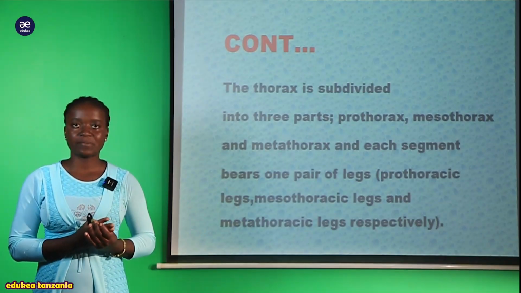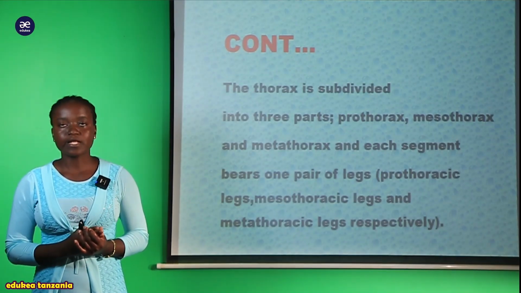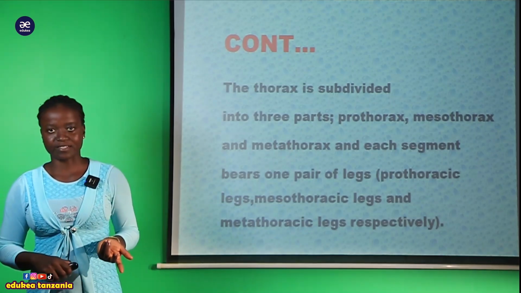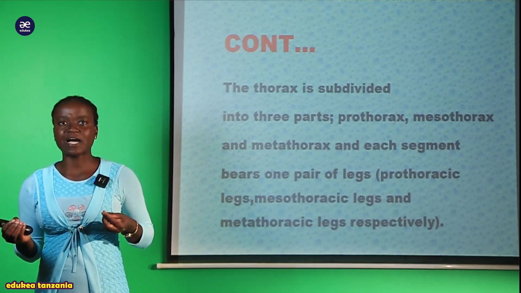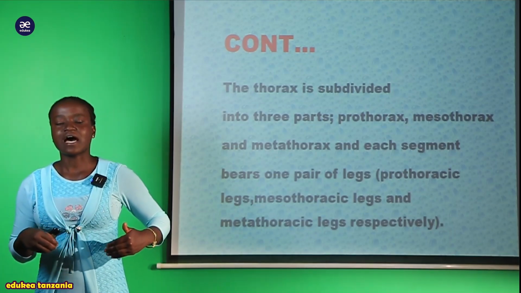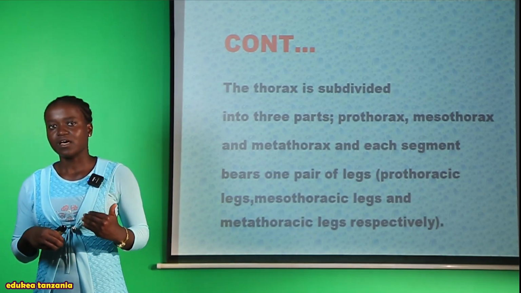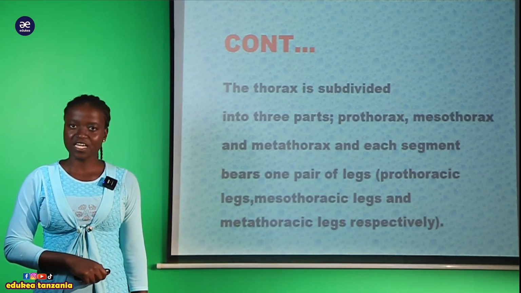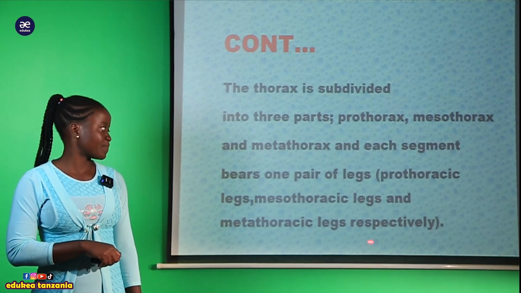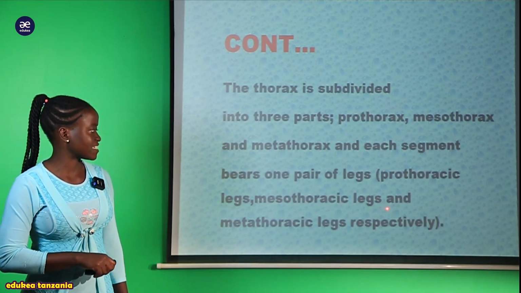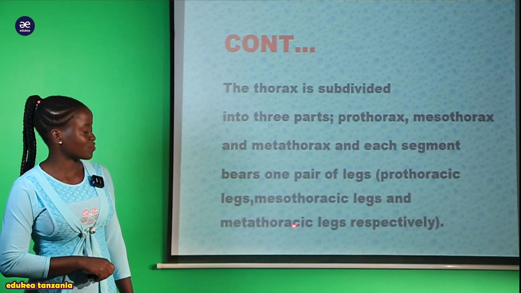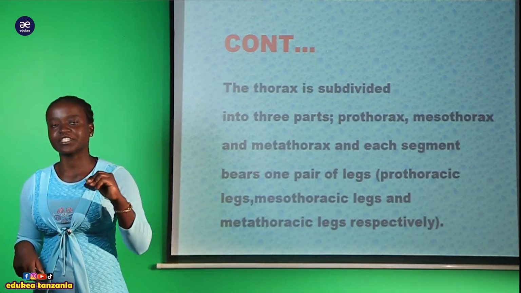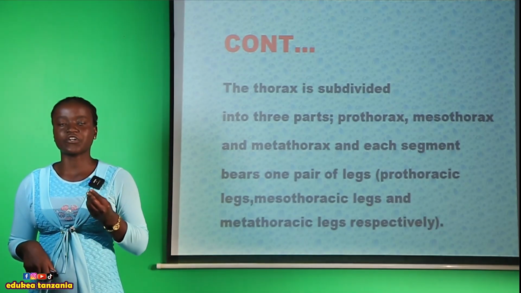Ya kwanza pale tumeona ni prothorax, mesothorax, and together with the, we can say, metathorax. Sasa hizo structure zote ndipo ambapo sasa the legs of this organism they originate there. Ukiangalia the first pair of legs imeoriginate kwenye hii prothoracic region, and the next pair is located on the mesothoracic region, and also we have the metathoracic legs. So all of the legs, they originate within the structure which is called the thorax.